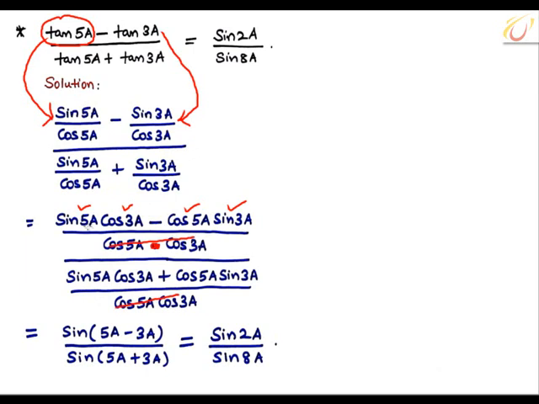What remains? Sin 5A cos 3A minus cos 5A sin 3A. It is the formula of sin(A minus B). So I write it as sin(5A minus 3A). Sin 5A cos 3A plus cos 5A sin 3A. It is the formula of sin(A plus B). I write it as sin(5A plus 3A). So what will be 5A minus 3A? Sin 2A. 5A plus 3A, sin 8A. Hence proved. Let us move ahead.